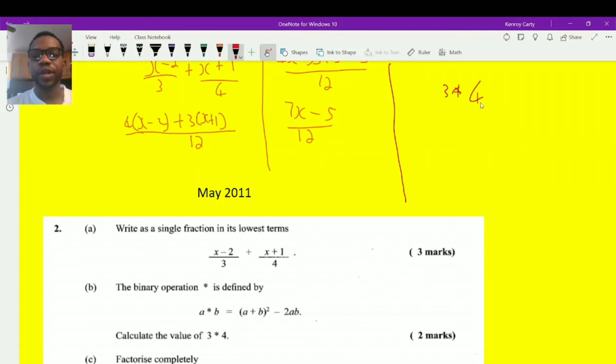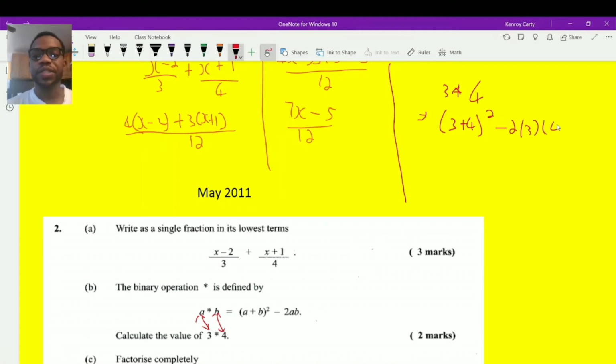Now, how do I think of this? I think of a as being 3 because they're in the same position, and b as being 4. So everywhere I see a, I'm going to be putting 3. Everywhere I see b, I'm going to be putting 4. Can't go wrong. So this becomes, in the bracket, I have a plus b. Remember, a is 3, so it's going to be 3. And b is 4, so 3 plus 4, all squared, minus 2ab. So 2 times a, which is 3, times b, which is 4.